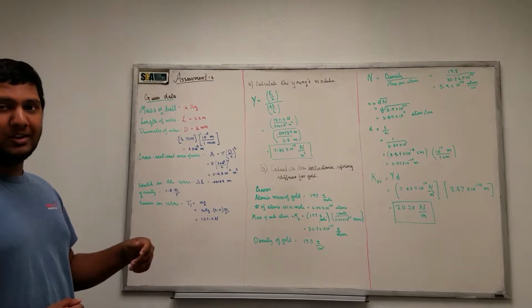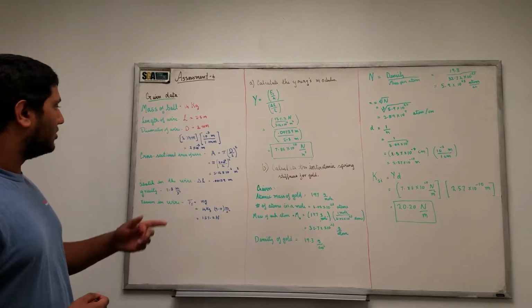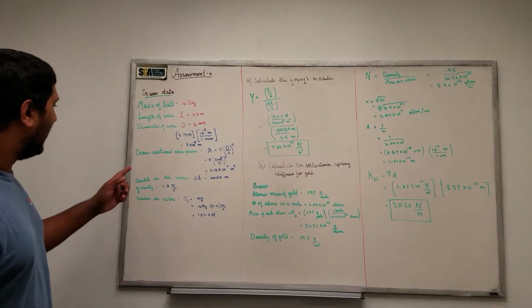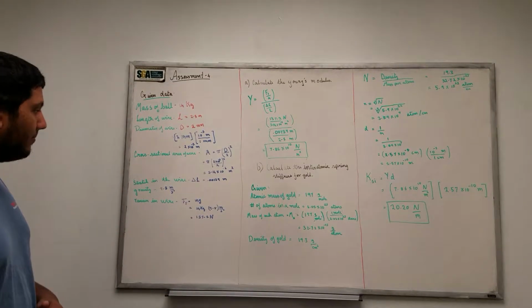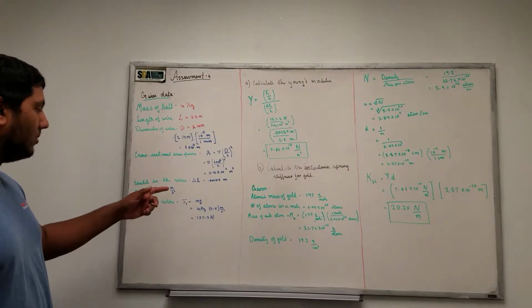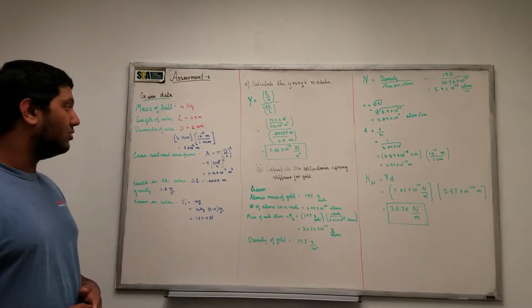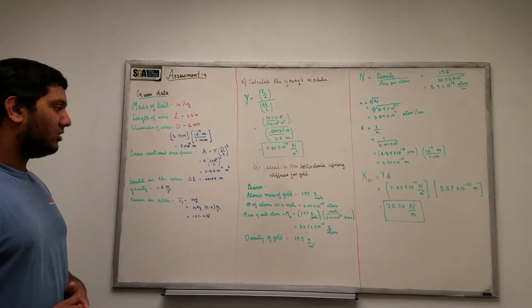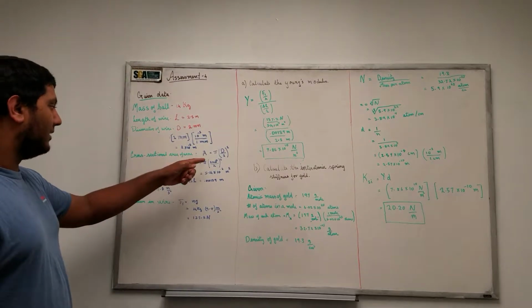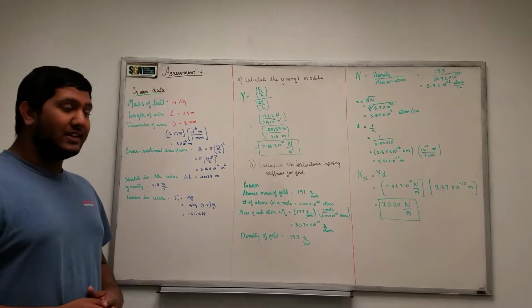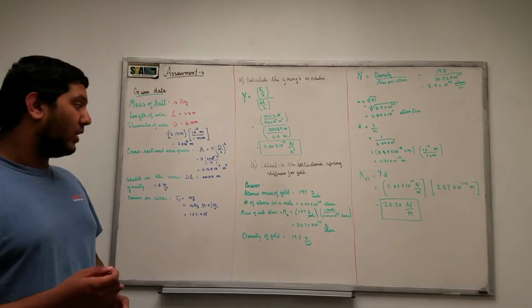I changed it to meters so it's easier to work with, which is 2 times 10 to the negative third meters. Then I found the cross-sectional area of the wire, which we need to solve the problem. The formula for that is A equals pi times (d over 2) squared, where d is the diameter of the wire, which we found here. I plugged it in and got a value of 3.14 times 10 to the negative 6th meters squared.